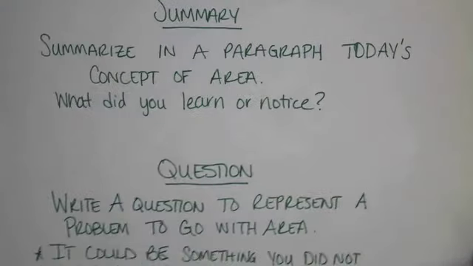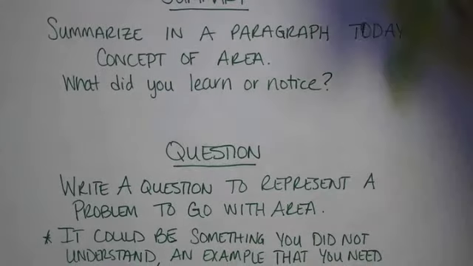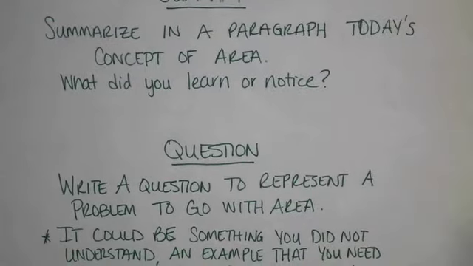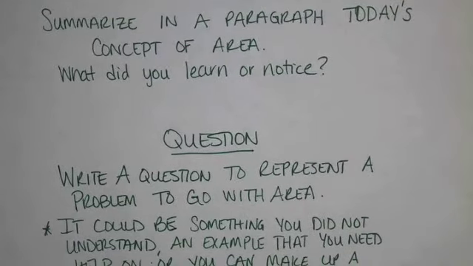All right, those are basically all of your examples for the whole lesson. What I need you to do now is two things. At the bottom of your Cornell notes, the first thing, and it didn't show up very well, so I'm sorry about that, but I want you to summarize in a paragraph today's concept of area. What did you learn or notice? And then in the question box, I want you to write a question to represent a problem to go with area. This could be something that you did not understand, an example that you need more help on, or you can make up a problem like one of the problems that we did in our examples. Just make one up, and then we will practice those with the rest of the class next class.